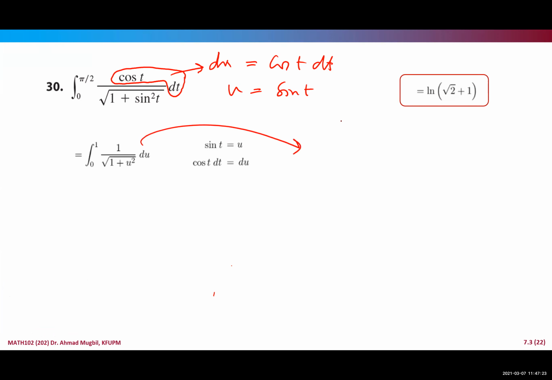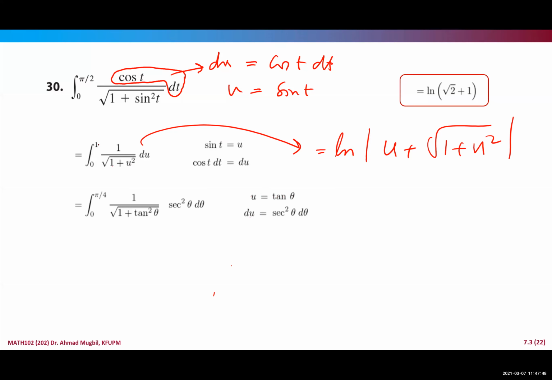Now here you can do it directly. This will be equal to ln u plus the square root of 1 plus u squared, if you remember. This is the one that I gave you as a formula. Or you can use trigonometric substitution. If you want to use the trigonometric substitution here, because we have 1 plus, we will put u equals tangent theta. Du will be secant theta, and you have this.